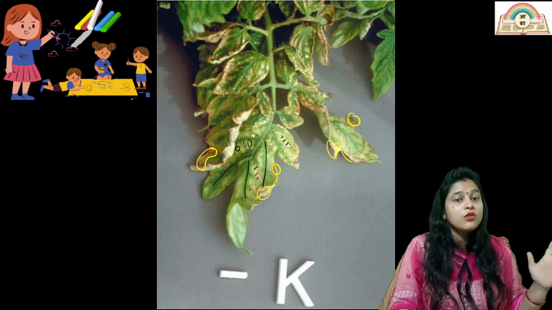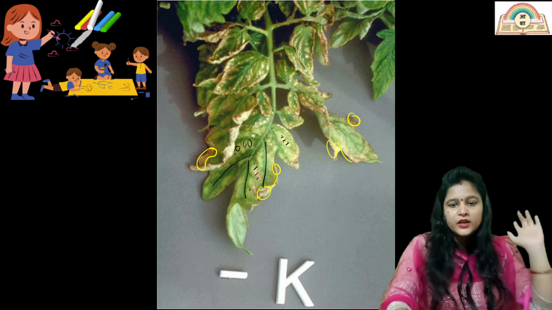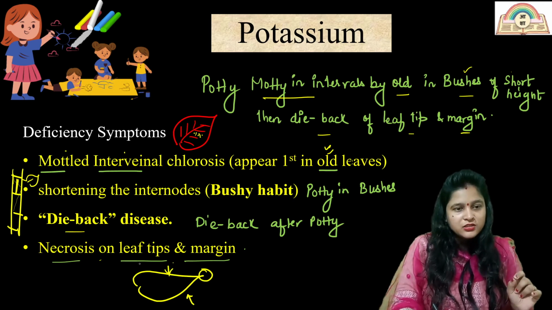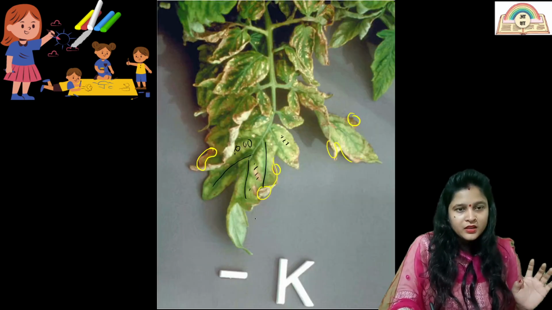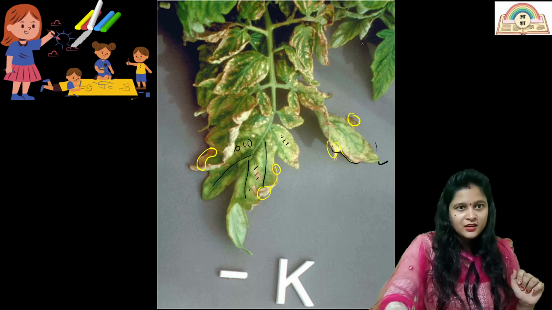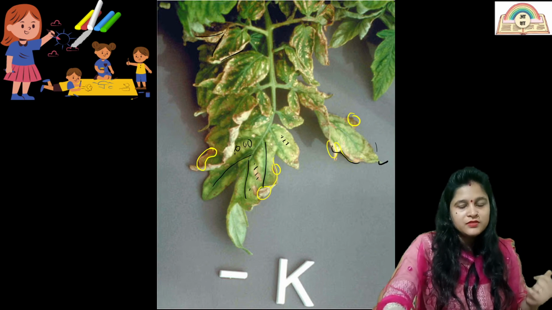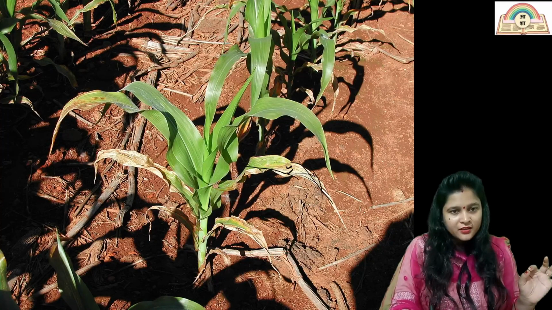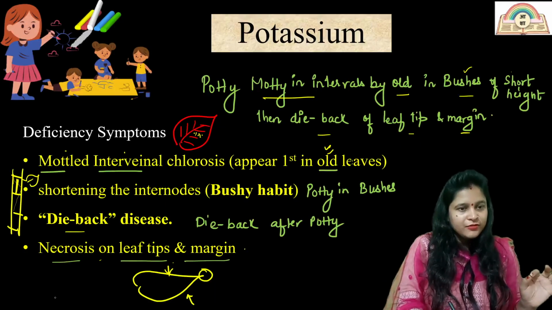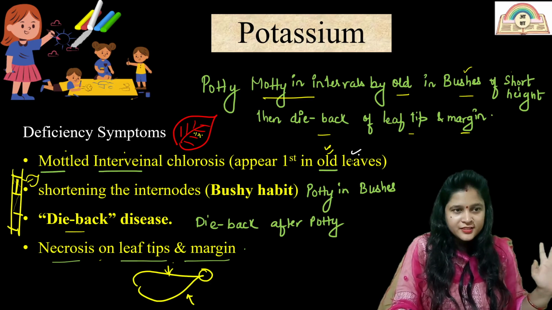yellowing is there. So chlorosis is there, and it's first in old leaves. So mottled intervenal chlorosis. And necrosis on leaf tip and margin also you can see. The leaf tips, the margins of the leaves, are dying. Necrosis is occurring here. You can see it very well in leaves here. You can see here also. In this plant, the leaf tips and margins are dying, especially first in the old leaves.